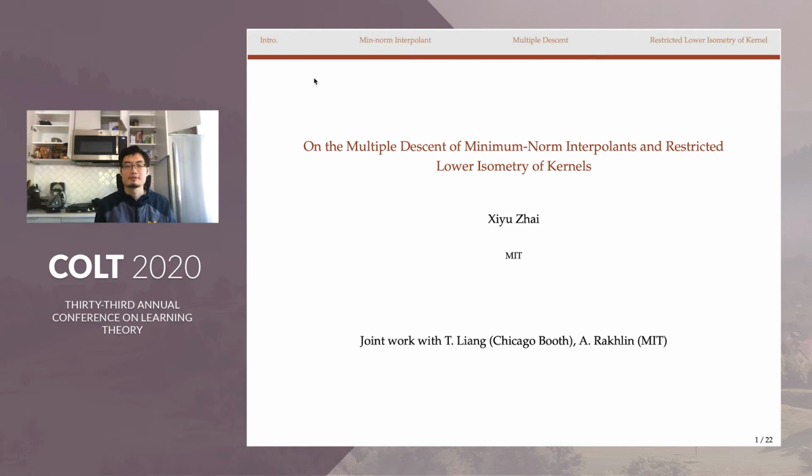Hi, everyone. I'm glad to present our work on multiple descent of minimum norm interpolants and restricted lower isometry of kernels. This is Zhai from MIT. This is joint work with Tengyuan Liang from Chicago Booth and Rakhlin from MIT.